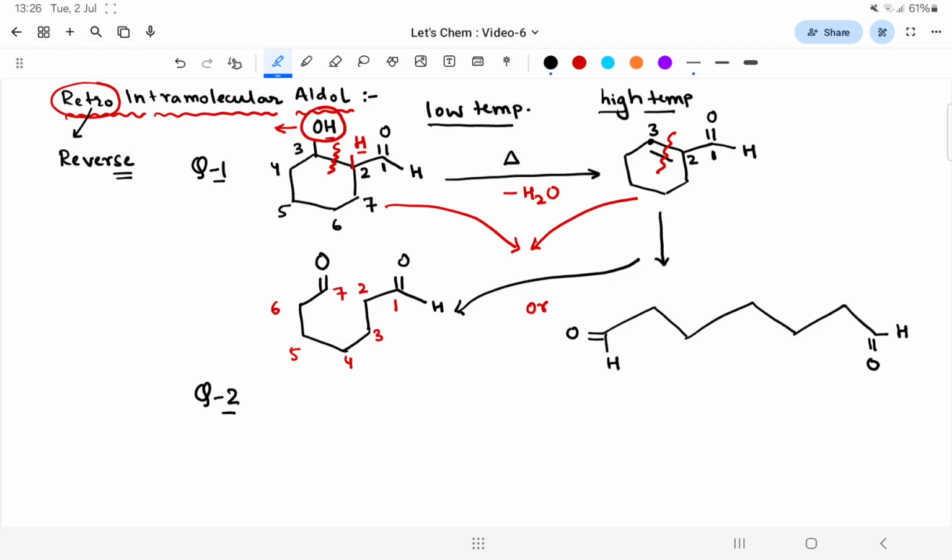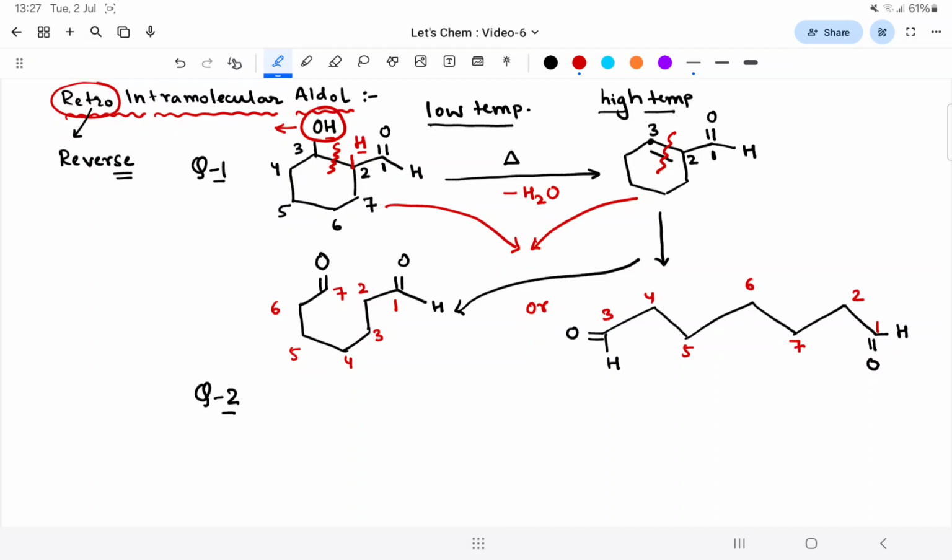Ketone group is a non-chain terminating group, so it can never occur at the ends. But aldehyde is a chain terminating group, which means it will always occur at the end of the chain. These are the basic concepts I hope everyone is aware of. So the numbering, if I do it here, is 1, 2, 3, 4, 5, 6 and 7.